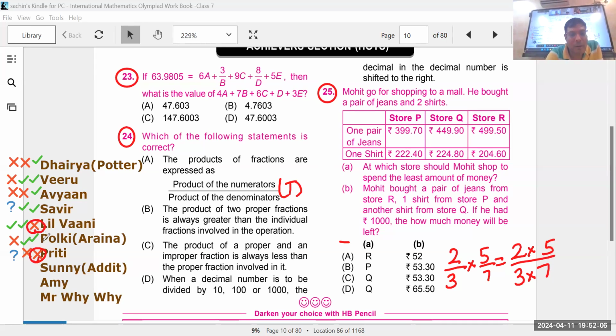So Lilwani, you got the tough one right and the last one wrong. Last one, Mohit. Sir, I was solving the 23rd one, so I didn't get much time to do that.